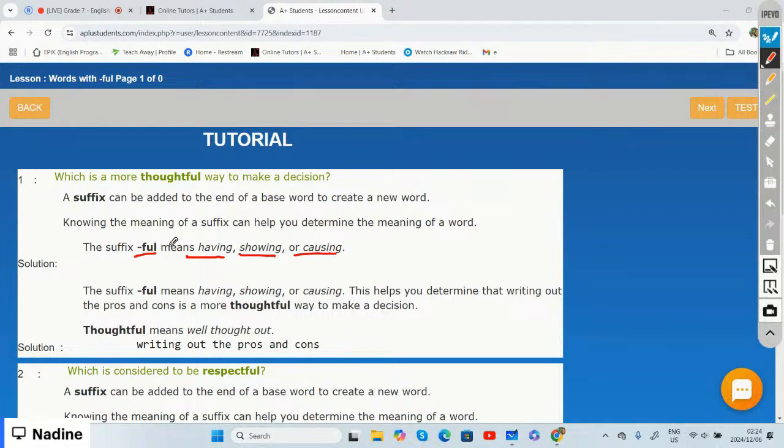All right. We're now going to look at a few activities and then we're going to our test. We need to say which is more thoughtful. Thought is to think of something, right? But now, which is more thoughtful? It says which is a more thoughtful way to make a decision. A thoughtful way to make a decision.